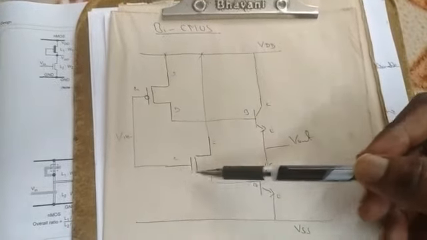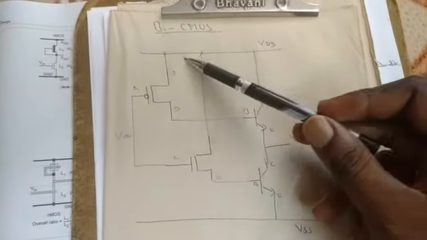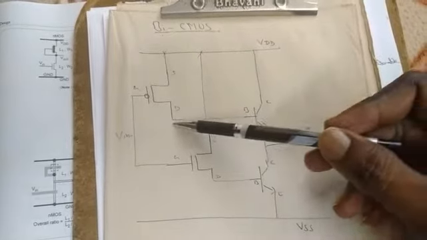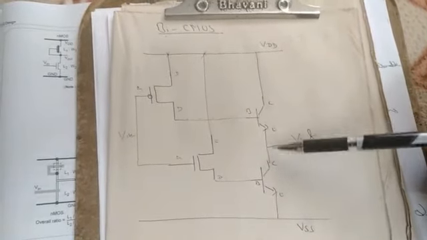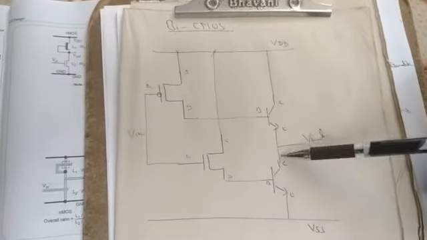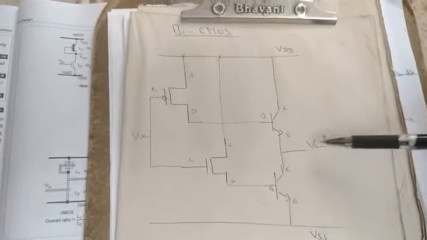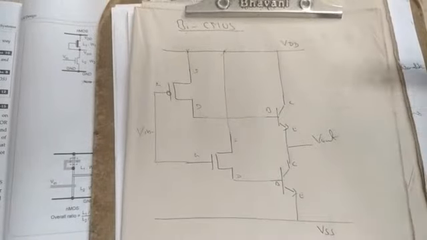The two gate regions are shorted and given the input. The two source regions are connected to VDD. The drain region is acting as an input to the NPN transistor, and the two transistors are shorted. We are just taking the output, that is Vin equal to Vout.